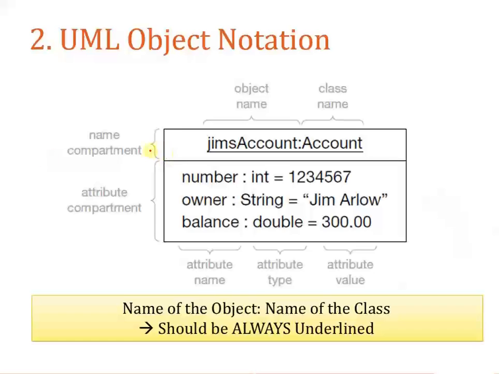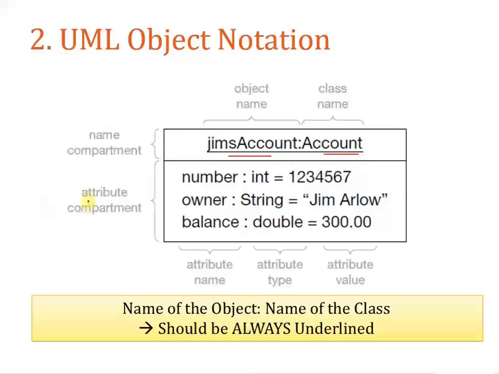Now comes the core part of this video session. Here we'll be discussing the UML object notation followed by class notation. This is the representation of objects in UML. In UML, objects are represented using a rectangle icon with two different compartments. One gives the name of an object, which is represented as object name, followed by a colon symbol and then the class name. So in this example, Jim's account is the object name followed by the class name, which is Account.